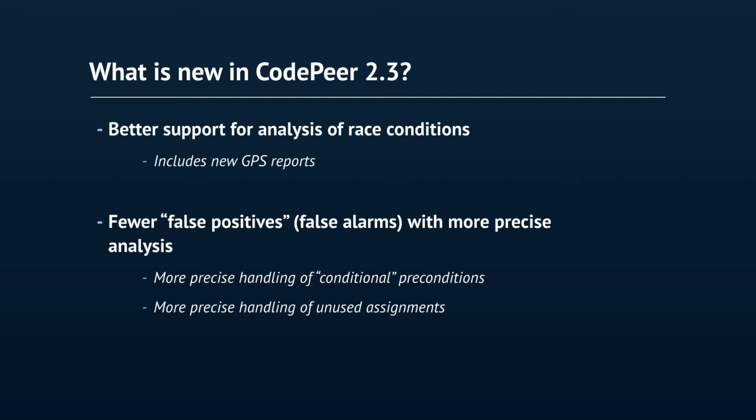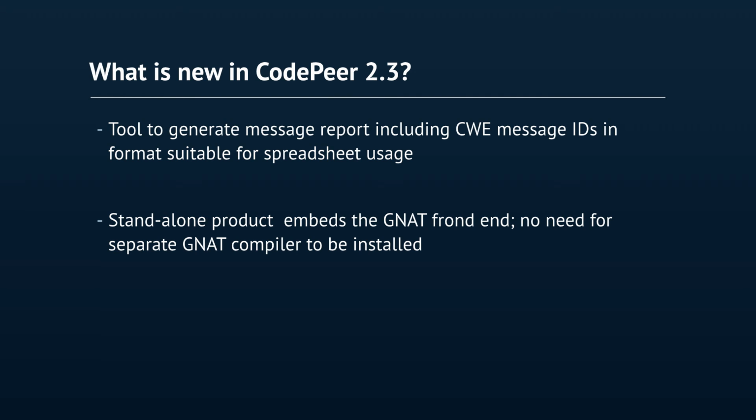Unused assignments, we've done more work in terms of analyzing those and describing them more precisely. We are incorporating more information from the Common Weakness Enumeration, CWE, which is something that a number of departments in the Department of Defense are interested in these days. They're related to the possibility or the number of vulnerabilities and weaknesses in your code as far as hacking and so on. And we now include CWE IDs in our export for spreadsheet representation, and on our roadmap, we are adding CWE message IDs in other parts of the output.